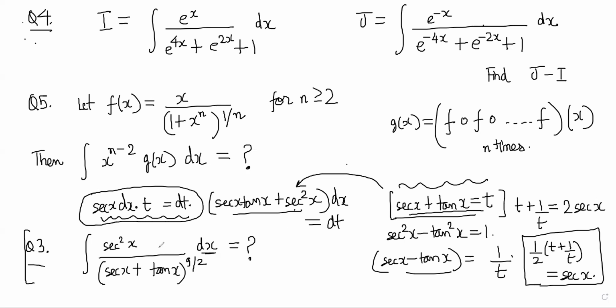Yeah. So notice that the top part is becoming sec x dx times sec x, right? Yes, sir. And the denominator is sec x plus tan x power 9 by 2. So denominator can be written as t power 9 by 2. और न्यूमरेटर में sec x dx के लिए लिख सकते हैं dt by t, right? Correct? Yes, sir. और एक sec x बचा हुआ है उसके लिए लिख सकते हैं हाफ इंटू t प्लस 1 by t, right?